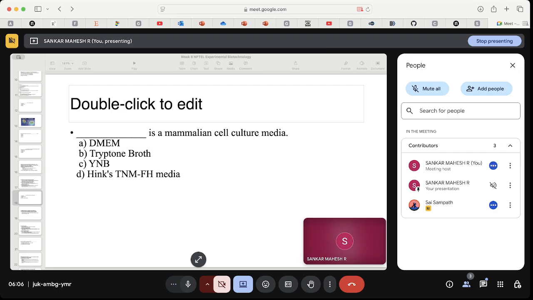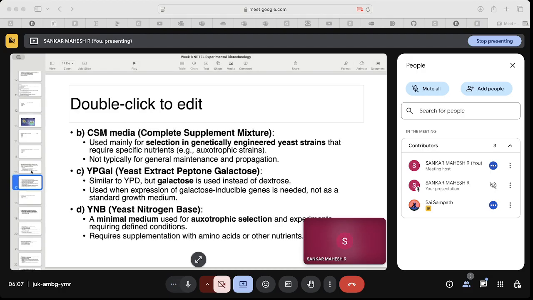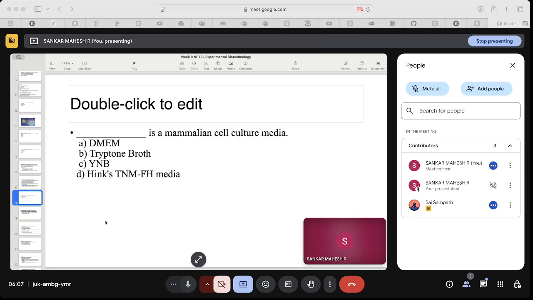And is it a complete media? Complete as in, is it like what we saw earlier, CSM? Is it like CSM in terms of composition? I don't know. Okay, based on what you answered, you can try to think, because you said it has fetal bovine serum, but it doesn't really have it. When we grow mammalian cells, we add fetal bovine serum in addition to the DMEM media. It is not present in DMEM.